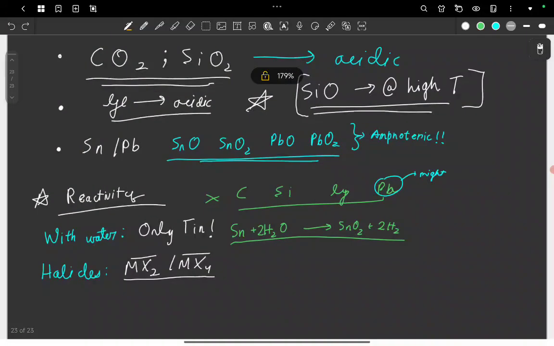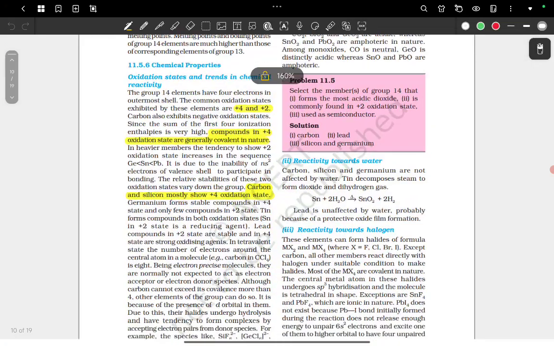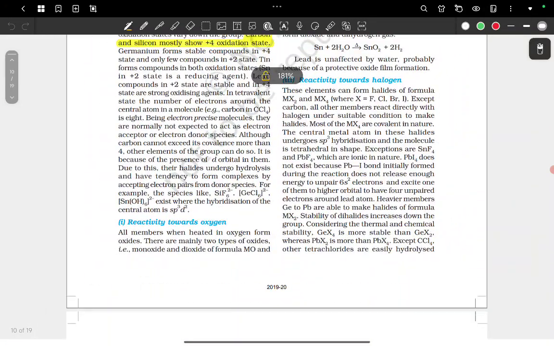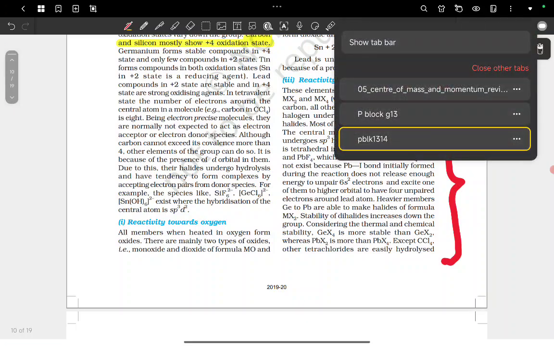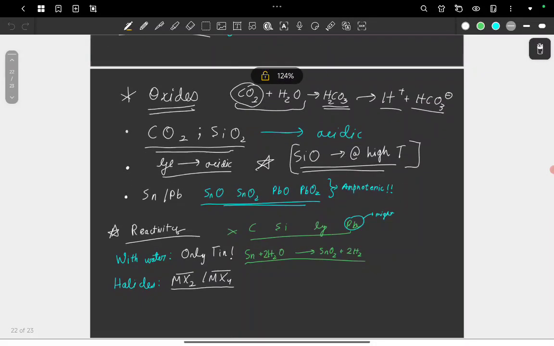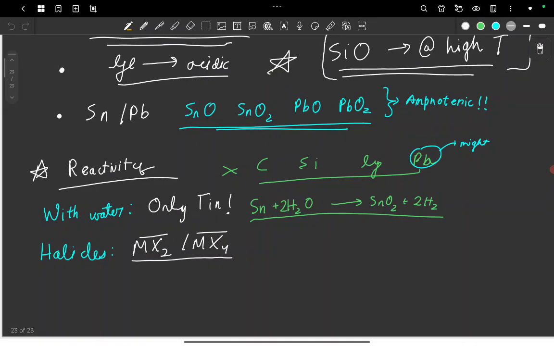The NCERT explains a detailed paragraph. Like, in fact, let me show you. If you go here, page 1314, the NCERT has this entire yapping just telling you that this is covalent, that is covalent. Just shut up and apply the inert pair effect. It's just yapping.